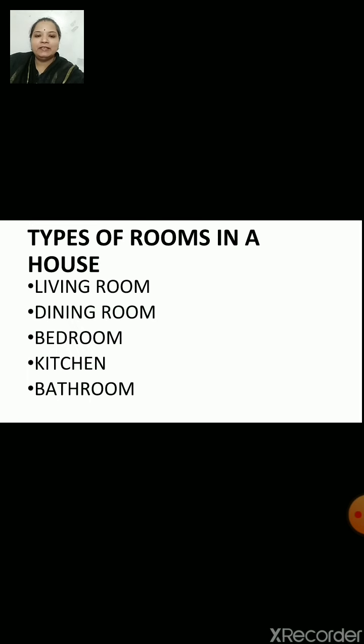Now, a house is a place having different rooms in it. We have already seen the rooms which are there in the house, like living room, dining room, bedroom, kitchen, bathroom, etc. Now, a house is a place where we live in.